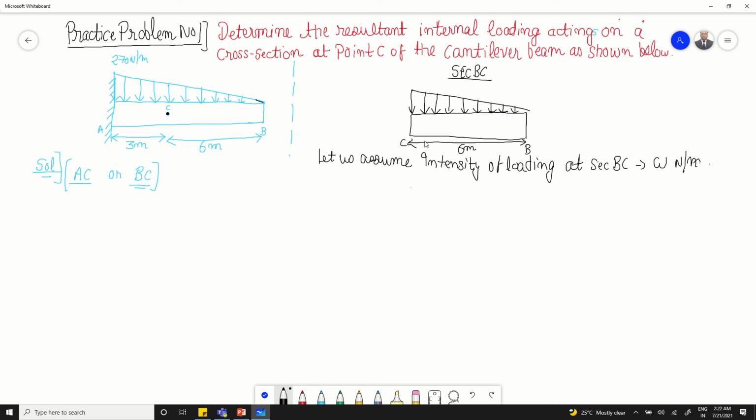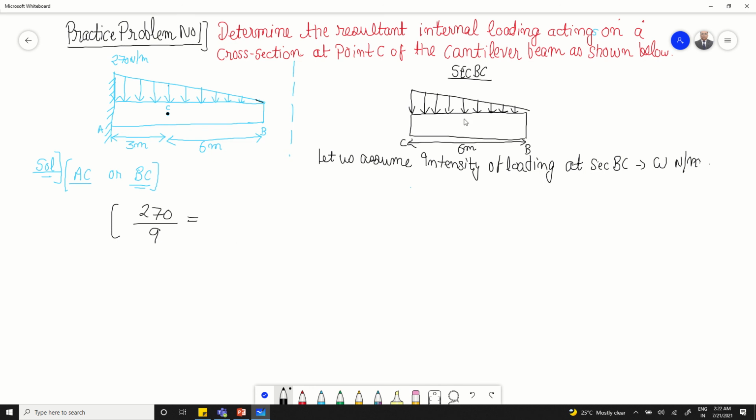So how can we find out this magnitude? We can find out the intensity of this distributed loading at C by proportion. Now, if you look at this figure, what will be the proportion of this load in AB? It will be 270 over 9, and this will be equal to the proportion of this. This load divides into equal proportion at each and every section, so all proportions will be equal in the case of linearly distributed loading.